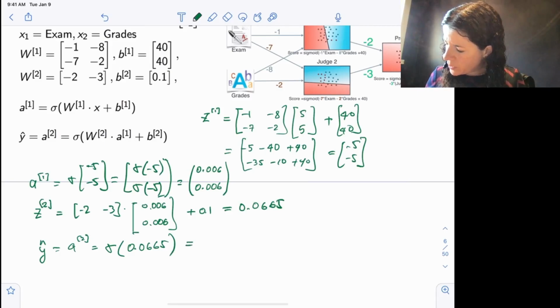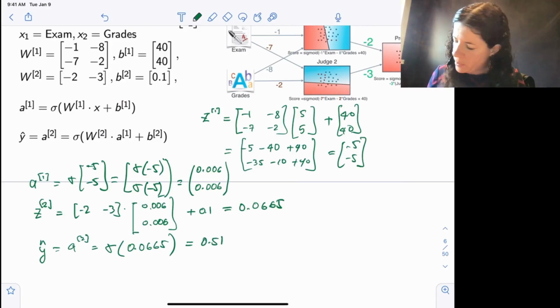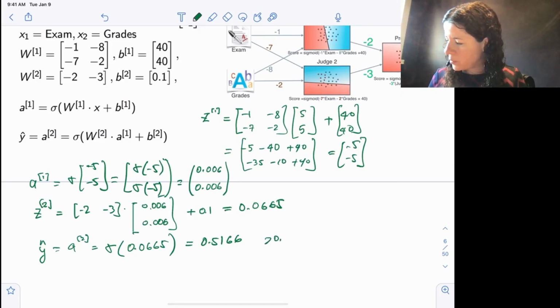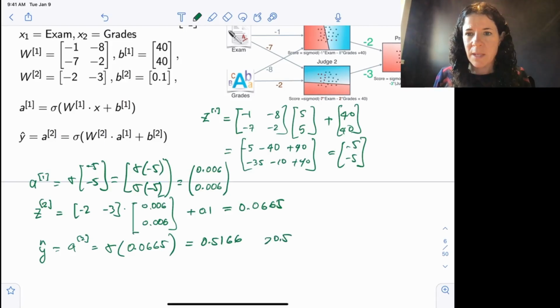And this number will give me something like 0.5166. So do we accept the student or not? Well, it depends on what is the threshold that you are using to get a hard prediction. If the threshold is 0.5, this is definitely bigger than 0.5, and we will accept the student. If the threshold is something more like 0.7, then you would not accept the student. Okay, so I hope this clarifies how we compute a neural network in this kind of vectorized way.